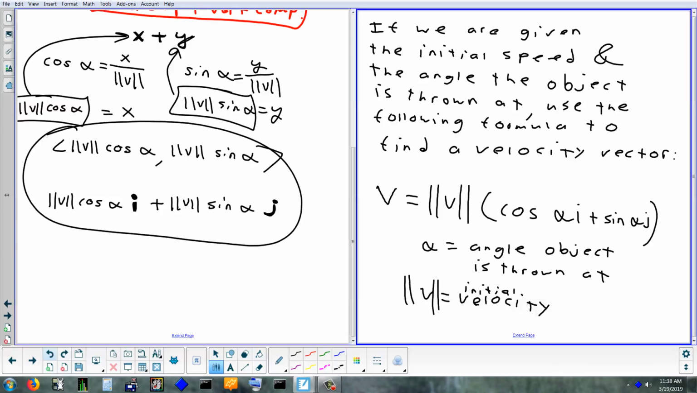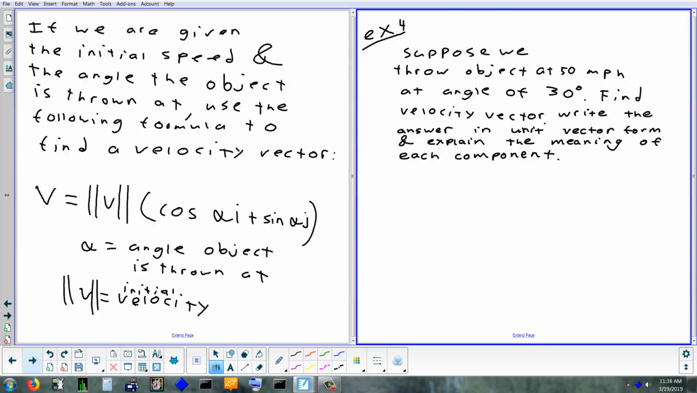All right, so let's take a look at an example. It says you're throwing an object 50 miles an hour at an angle of 30 degrees. Find the velocity vector. And then I just want you to explain to me what you found, like, explain what it means in terms of real life. We're going to get two numbers. I want to know what those two numbers would mean in real life.